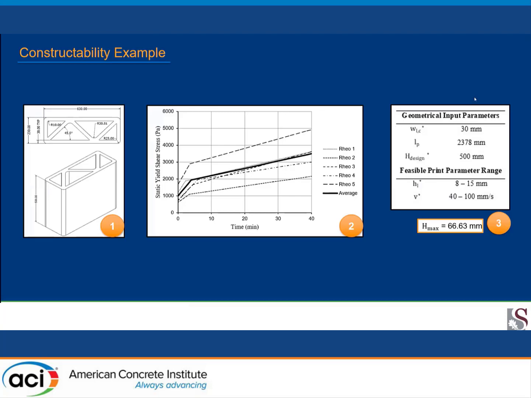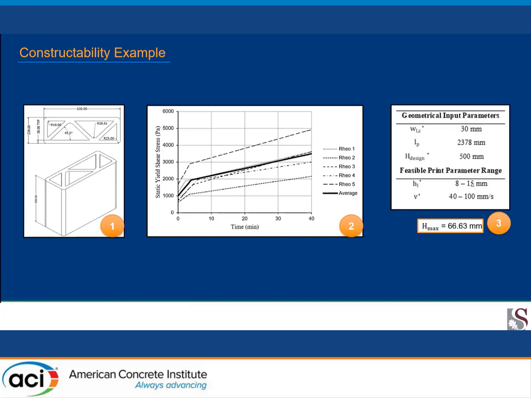And you move on to your geometrical input parameters. So the layer width is 30 mils. The path length is, say, almost 2.4 meters, and your design height, as we see over here, is 500 mils. Okay, and then we decided the feasible print parameter range, so 8 to 15 mils.